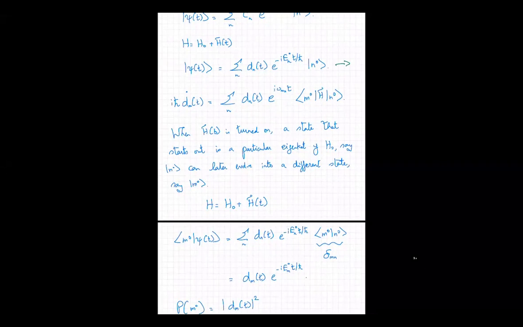The time dependence of the H0 has been factored out in this equation. And this was a deliberate choice. We didn't have to do it, but we made this choice simply because everything that we want to understand about the state vector we claim is now contained in the coefficients d_n of t. And what is d_n of t? d_n of t is the time evolution of the state vector that is arising purely because of H tilde of t.